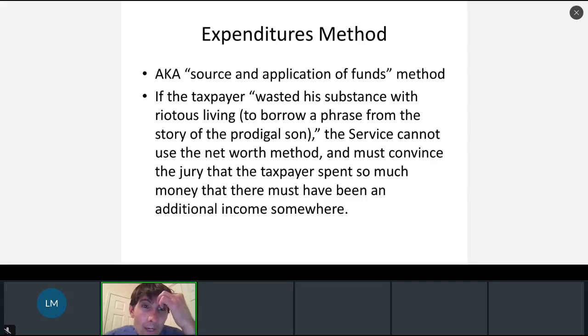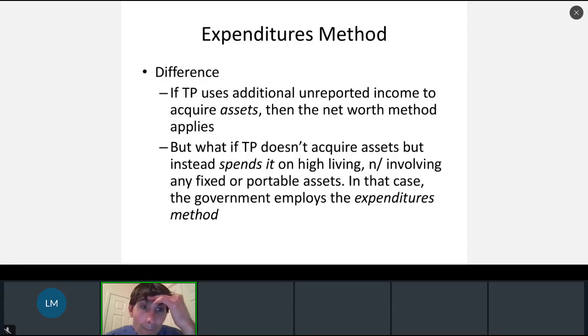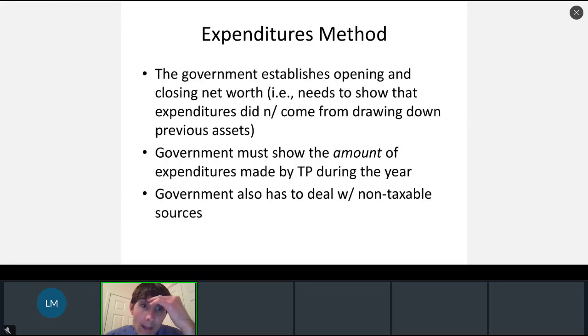But here, we're talking about the taxpayer wasting his substance with riotous living. The service cannot use a net worth method. They must convince the jury that the taxpayer spent so much money that there must have been additional income somewhere. The difference here is that if the taxpayer uses additional unreported income to acquire assets, then the net worth method applies. But what if the taxpayer doesn't acquire assets, but instead spends it on high living, not involving any fixed or portable assets? In that case, the government employs the expenditures method.